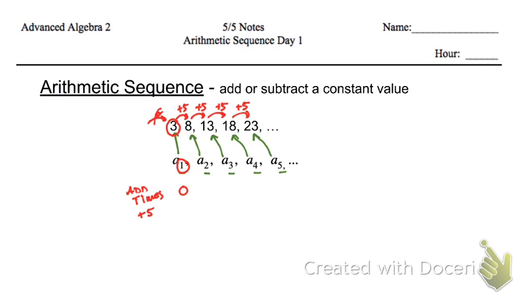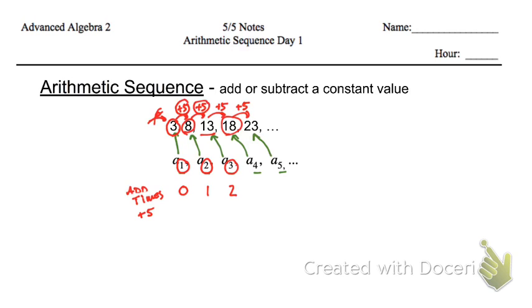How many times? 8 is the second number in line. How many times did you add 5 to get to that? Well, you started at 3, you added 1 5. The third number is 13. How many 5s did you add? If you start at 3, you add 5 to get to 8, and you add 5 to get to 13. So you added 2 5s. Have you seen a pattern with this yet?